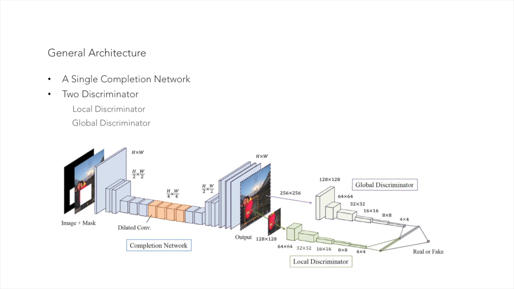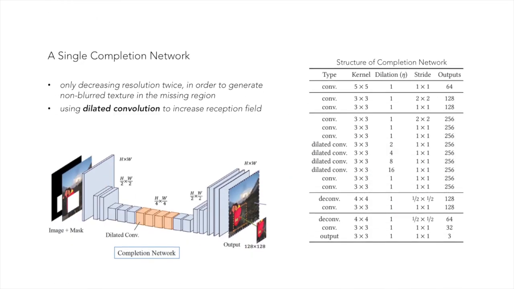So let's have a look at its general structure. This is an overview of the whole structure. We can notice there is a single completion network for filling the image and two discriminators for discerning whether it's real or fake. Let's focus on its completion network first. On the right-hand side is the structure table. We can notice that it only decreases resolution twice, on the second and fourth layers. This is important for generating non-blurry texture in the missing region. More importantly, here we use dilated convolution to extend the receptive field.